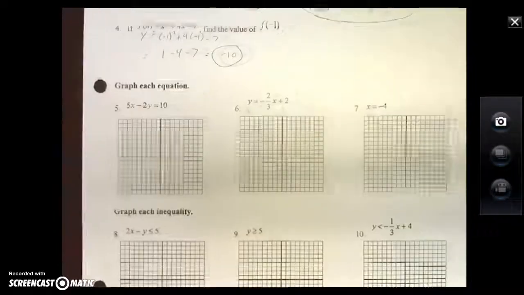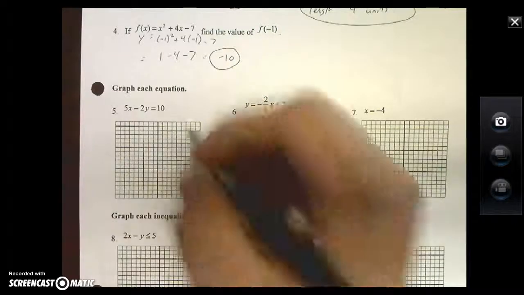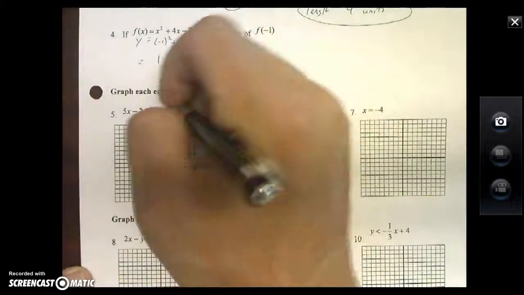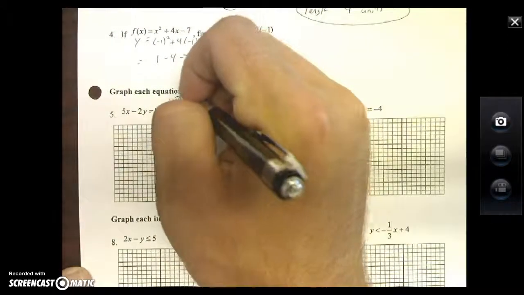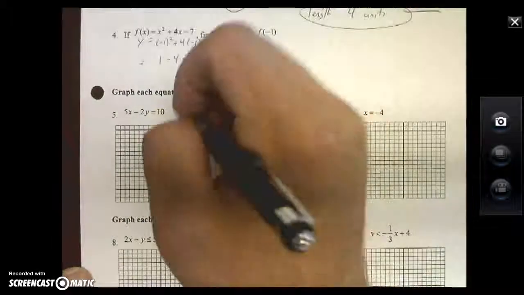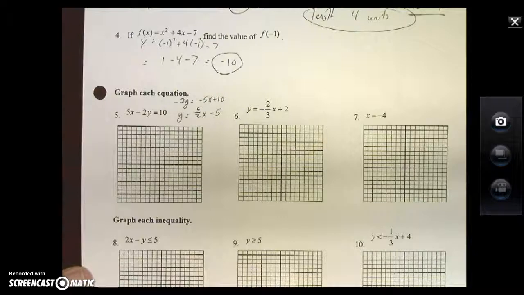Graph each equation. Our goal for all of these is to get y by itself. Okay, so for the first one, I'm subtracting 5x over. Negative 2y equals negative 5x plus 10. Divide everything by negative 2. So I get 5 halves x minus 5. Yes, I'm keeping 5 halves as an improper fraction. It's going to really help me out when I graph this.